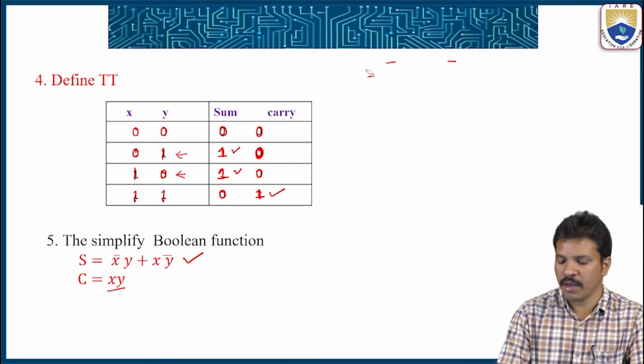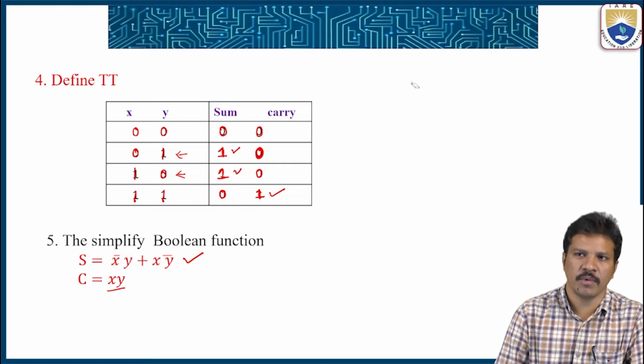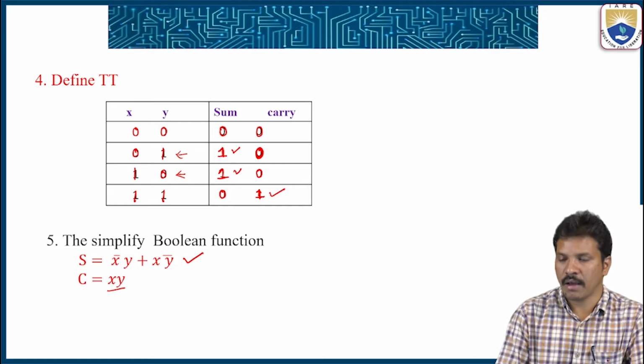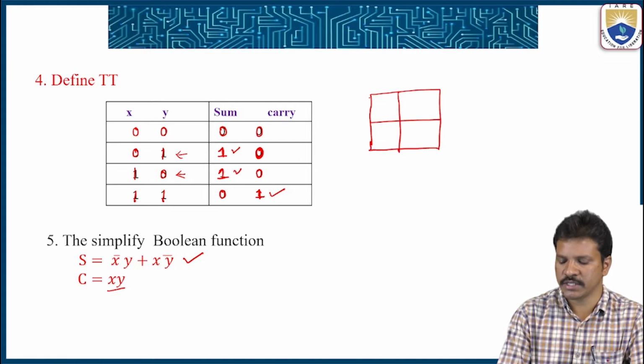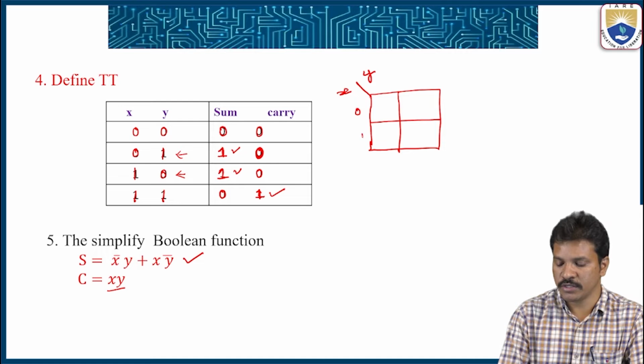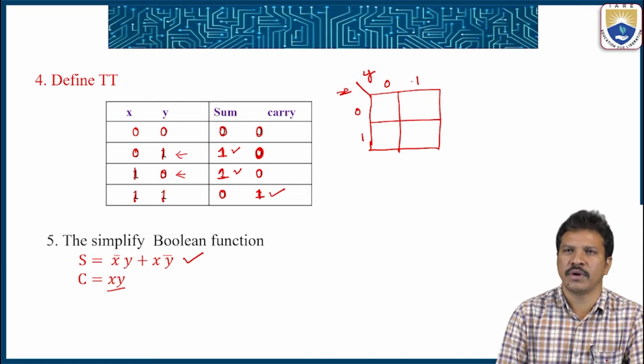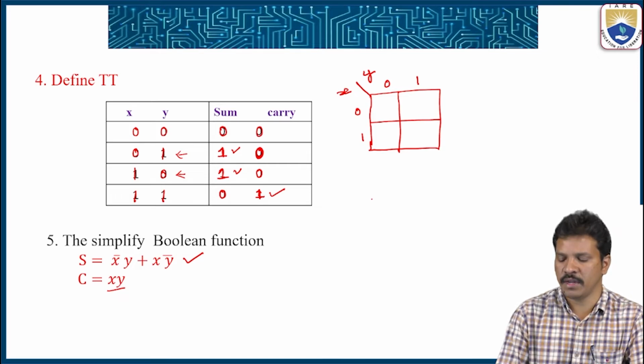Suppose the truth table has more variables, like 3 variables or 4 variables, then we can apply the K-map. If you apply the K-map for sum with two variables, there are only 4 square boxes, with x in one direction and y in the other: x equal 0 row, x equal 1 row, y equal 0 column, y equal 1 column. These square boxes are numbered 0, 1, 2, 3.